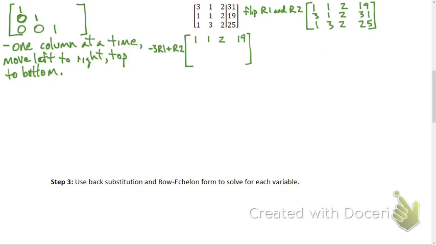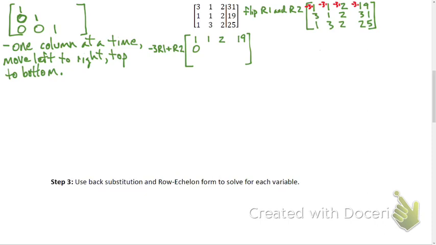So I'm taking row 1 and I'm multiplying by 3. Oh, sorry, I need a -3. -3 times all 4 of those numbers, and I'm adding it to row 2. So I end up getting 0, which was the reason for all of this.